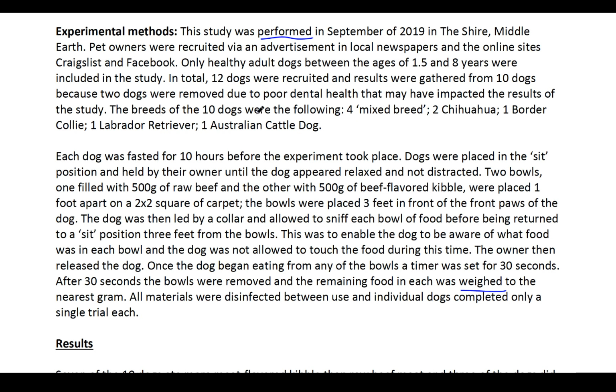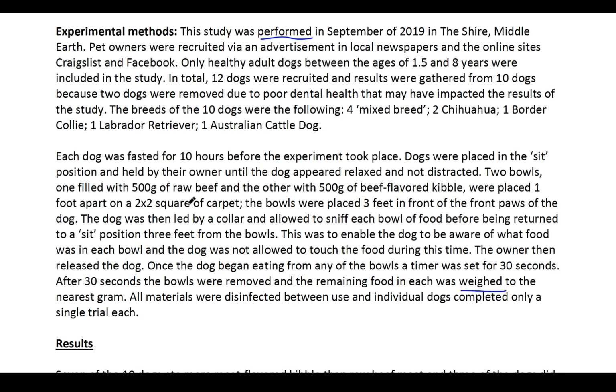How many dogs did I use? What age were the dogs? Think about what in your methods could influence the results. The breed of dog, the type of dog, the size of the dog could influence our results, and therefore we want to include those details, whether the dog was hungry or not. So make sure you include all of the details that show that you did this experiment in a way that's going to produce reliable results.